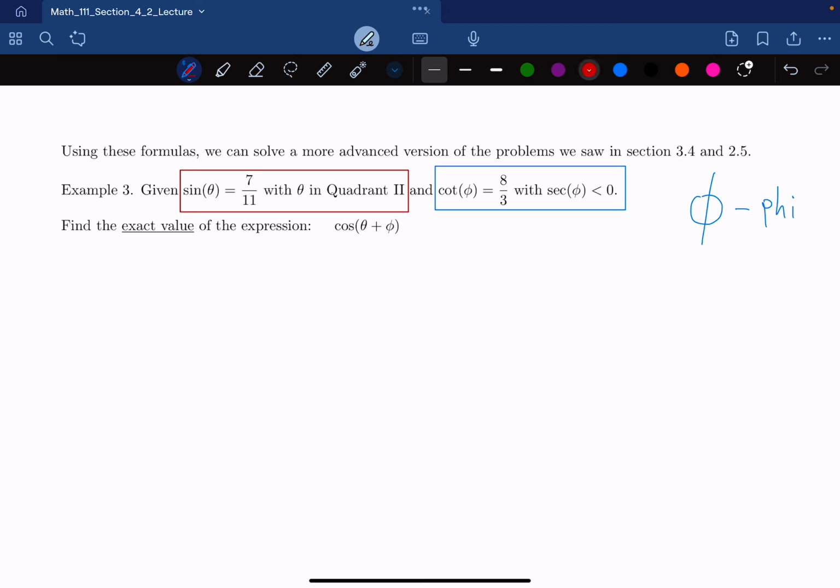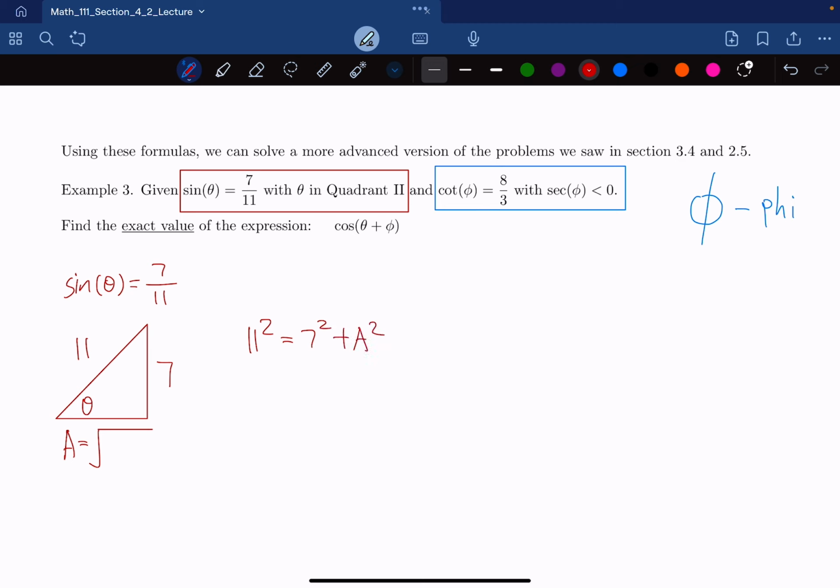Okay, so using this first part of the given, sine theta equals 7/11, I can construct one triangle, label it theta, and sine is opposite over hypotenuse. And then the adjacent is easy enough to get by using the Pythagorean theorem, which is going to give me 11 squared minus 7 squared. Let's write this down. We have 11 squared equals 7 squared plus a squared.